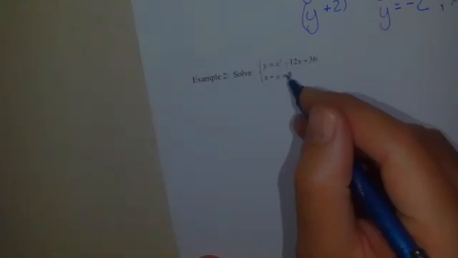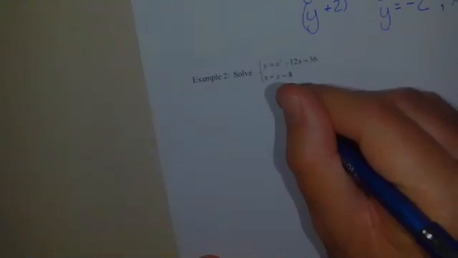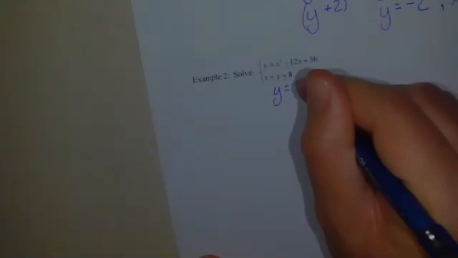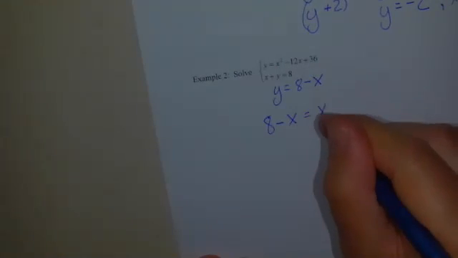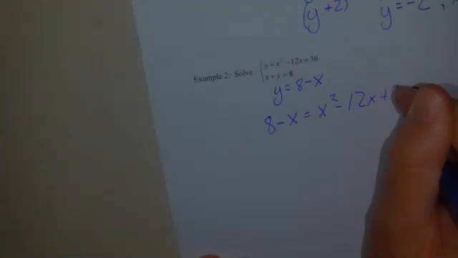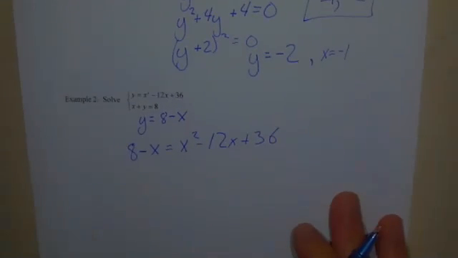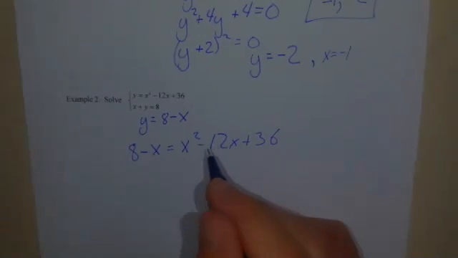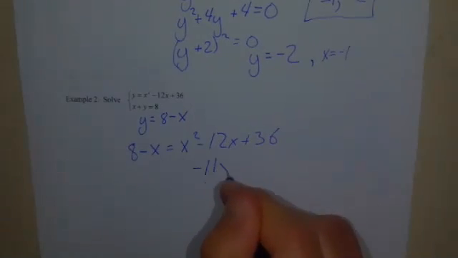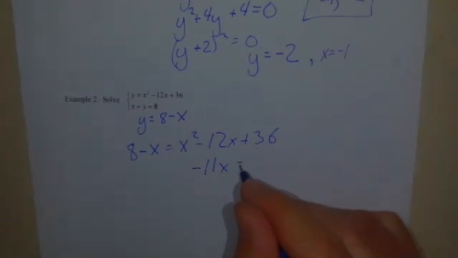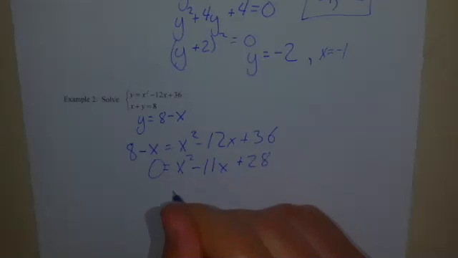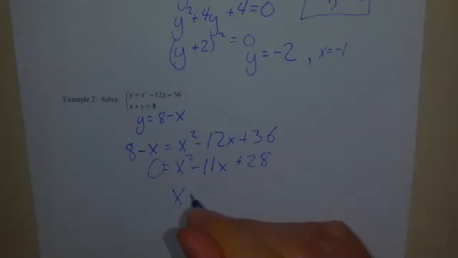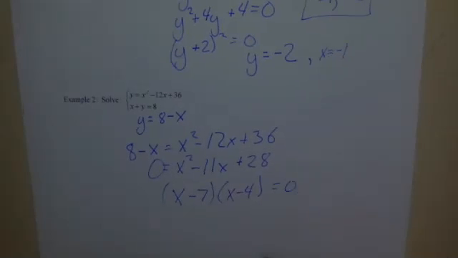This time I am going to solve for y again. I get that y equals 8 minus x. So I'm going to say 8 minus x, which is y, equals x squared minus 12x plus 36. Put that onto my screen a little bit better. I am going to add x to both sides. I'll end up with a minus 11x. I'll subtract 8 and end up with a plus 28. And I still have an x squared over here equals 0. This factors as x minus 7 and x minus 4 equals 0.